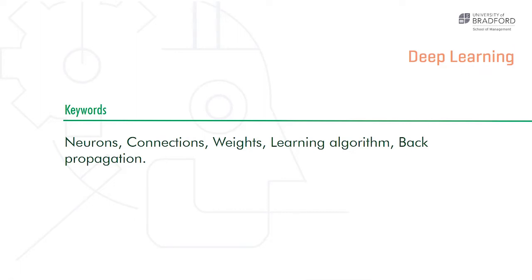In the first video of this discussion on deep learning, we introduced the foundations of deep learning through some examples of conventional neural networks. We introduced key terms such as a neuron, connections as weights, the learning algorithm, backpropagation, and we also explained how learning occurs in a given artificial neural network.